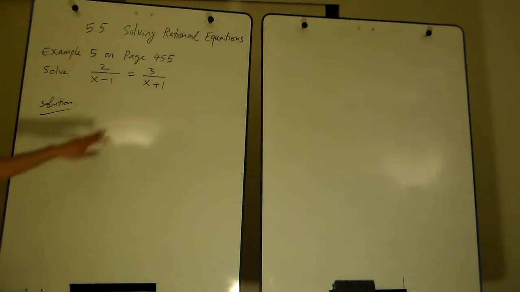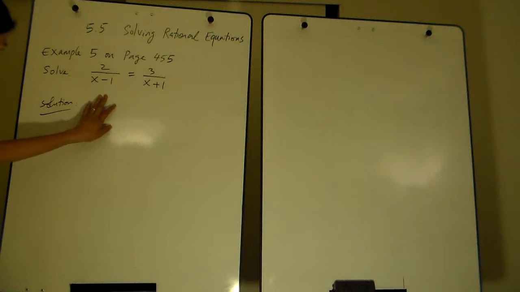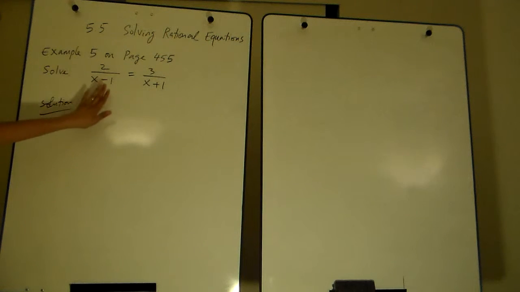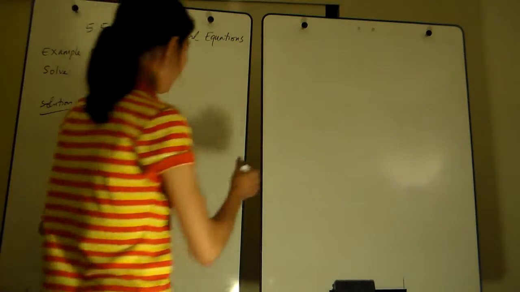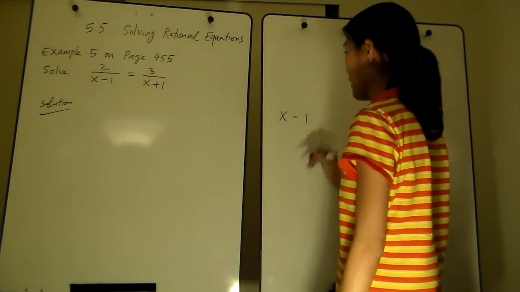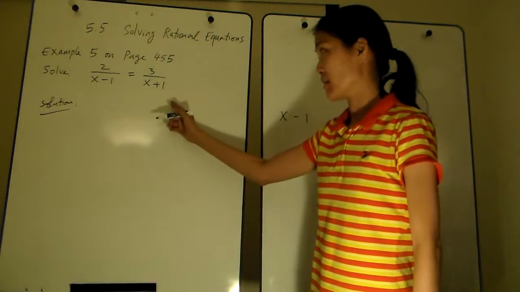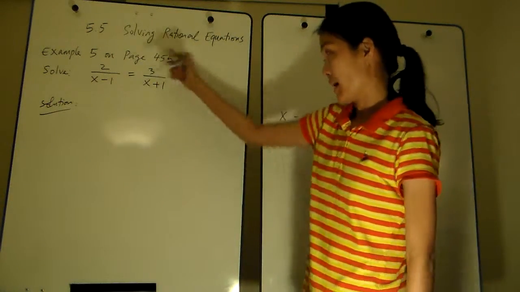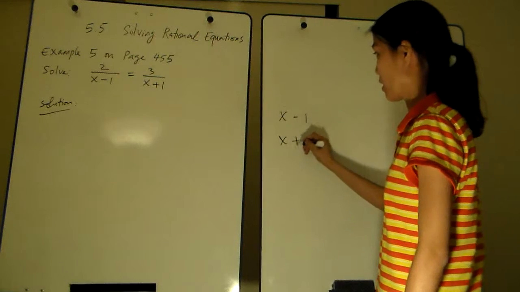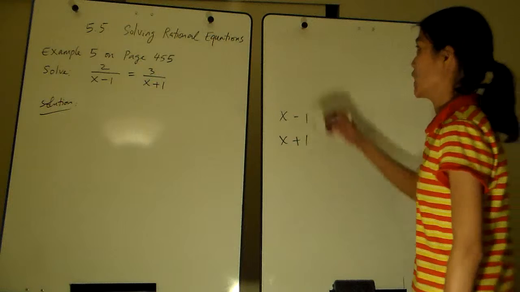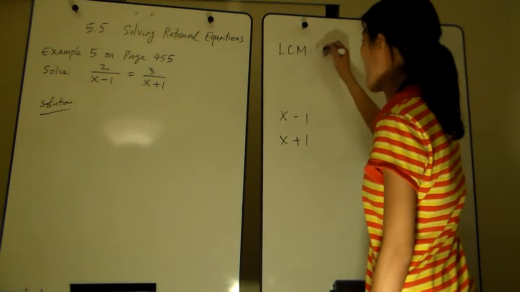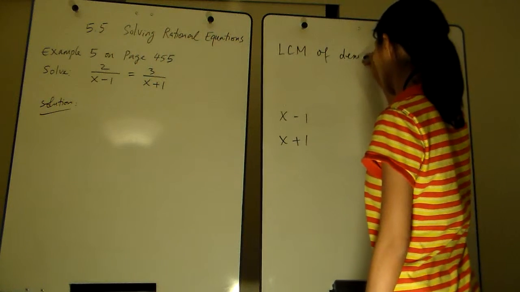Example 5 on page 455. You're given a rational equation and you're asked to solve. For this rational equation, the fraction on the left hand side has a denominator of x minus 1. The denominator in the second fraction on the right hand side is x plus 1. Obviously, these two denominators are different, so you need to find the LCM of the denominators.